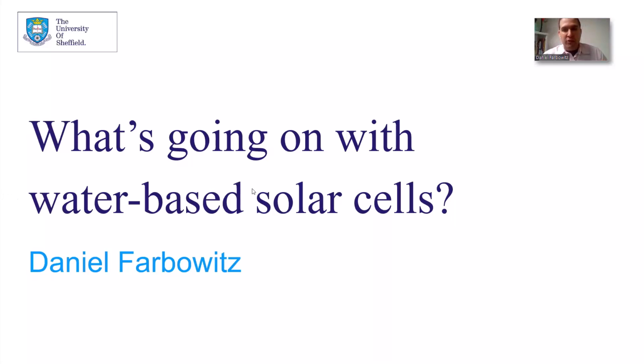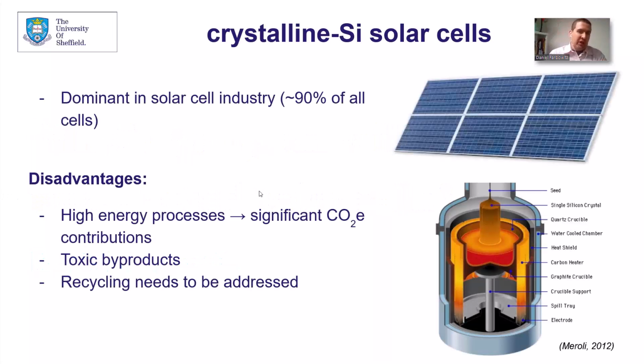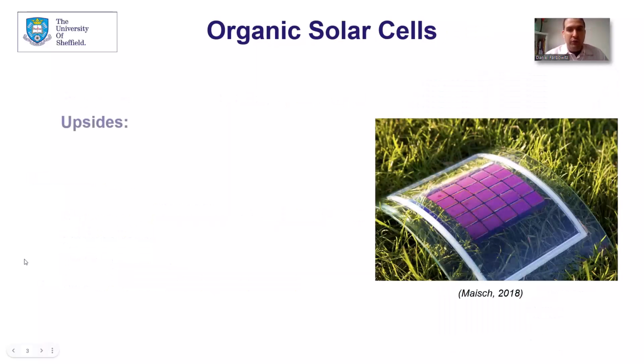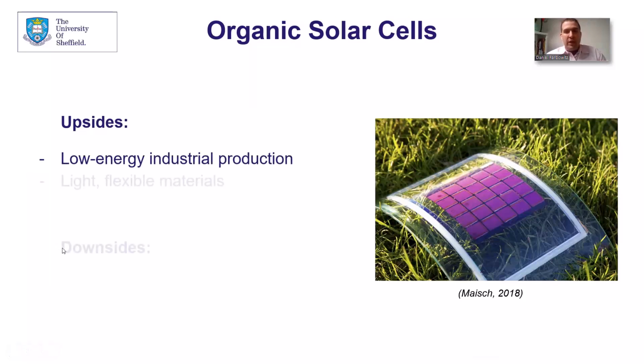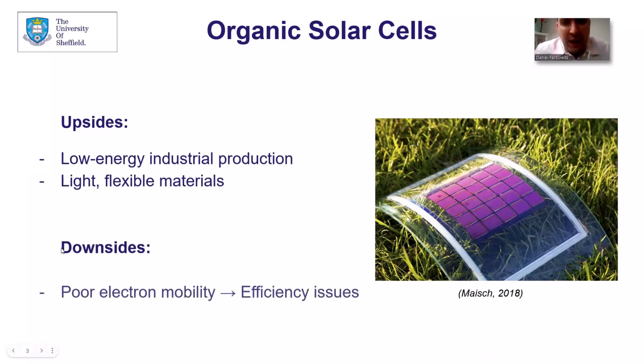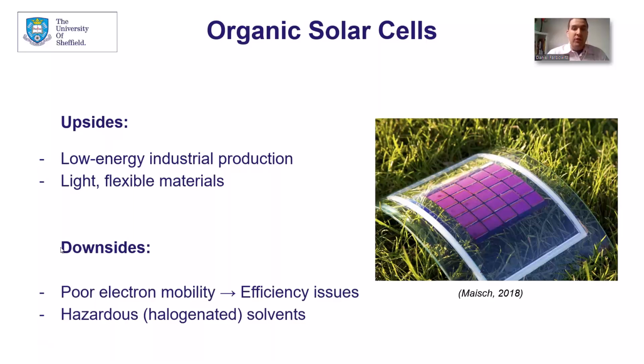So the solar cell industry is currently dominated by crystalline silicon solar cells, and that production requires high heat processes, leading to a substantial carbon footprint, in addition to several toxic byproducts. So organic solar cells offer the alternative of low energy, highly scalable cells because the material can be processed via solution. The issue is the frequent use of hazardous halogenated solvents in research, which is often not viable in practice. But what if we could replace those solvents with water?